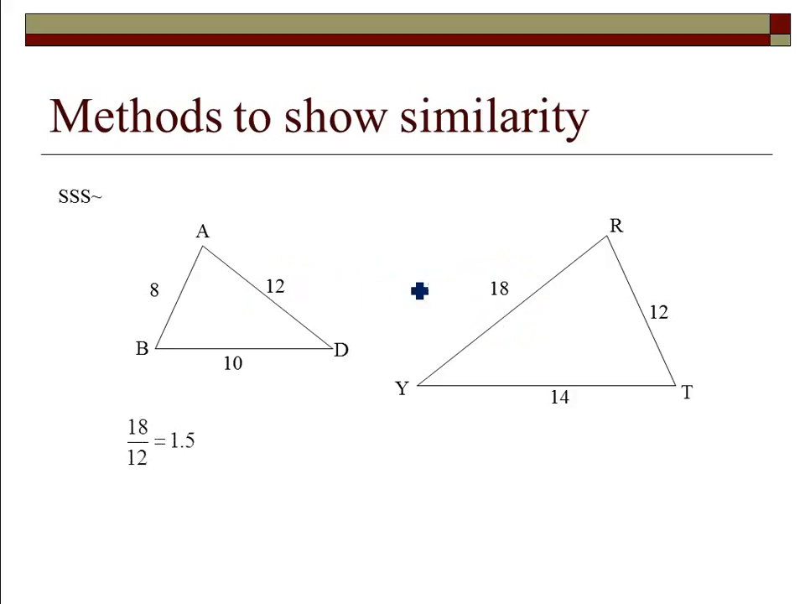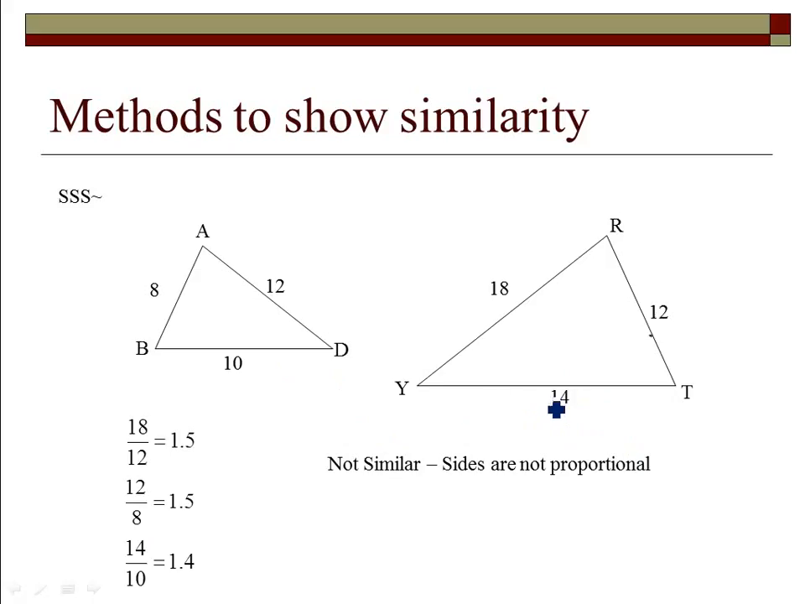Okay, let's go smallest to smallest. 12 is the smallest on this triangle, and 8 is the smallest on the other. It's 1.5. But I still have to check my last one. Medium to medium: 14 divided by 10 is 1.4. These triangles are not similar because the sides are not proportional. So I don't even write out a similarity statement. If this side was 15, then I would say the two triangles are similar.